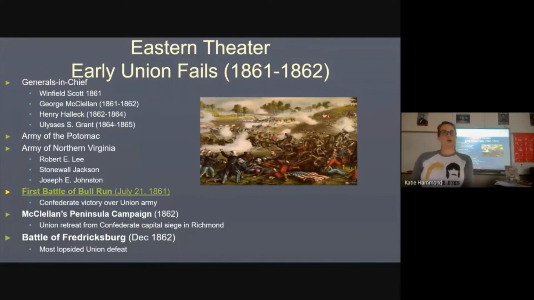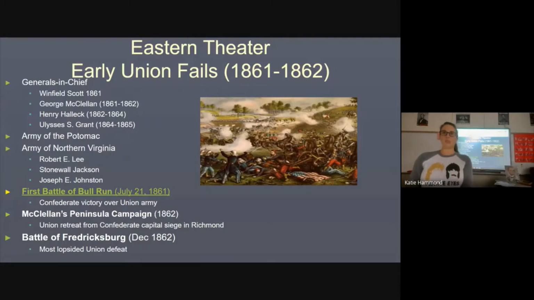The reason why that's important is now the Union has some degree of control of a part of the river. The second part of the Anaconda Plan has now started. It has not been achieved yet. That won't happen until 1863. But that's why New Orleans is important, because the Mississippi River has some control by the Union. Now let's go to the Eastern Front. On the Eastern Front, there is the Second Battle of Bull Run.